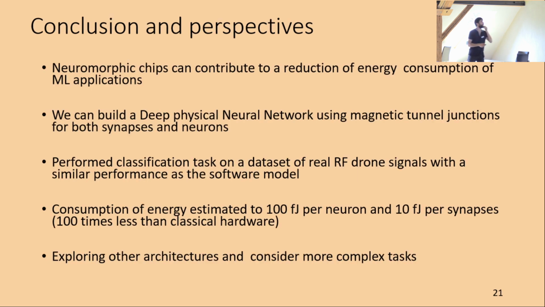So just to conclude, I showed you that neuromorphic chips can contribute to reducing the energy consumption of machine learning applications. It's general. More specifically, we can build a deep physical neural network using magnetic tunnel junction for both synapses and neurons. We perform a classification task on a data set of real radio frequency drone signals with a similar performance as the software model, at least for one specific range of frequencies.